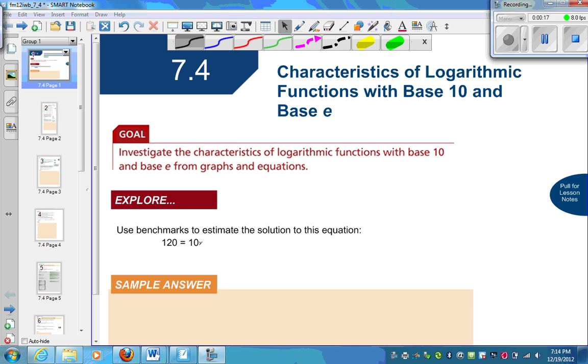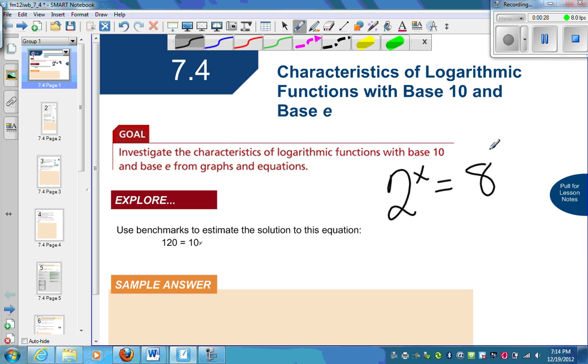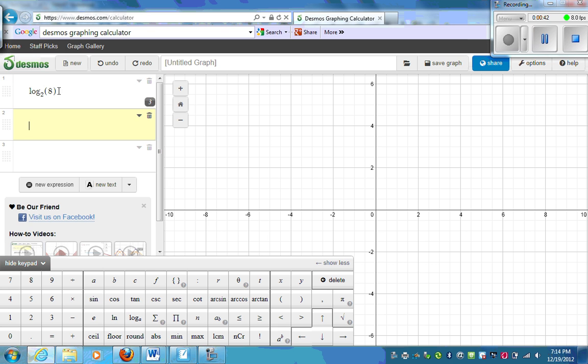Okay, so logarithmic functions with base 10 and base e. What a logarithm means is, if we take 2 to the power of x equals 8, some of you will be able to solve this. But another way we can solve it is to put in our calculator log base 2 of 8. So 2 to the power of what gives me 8? I'll show you how to do that here.